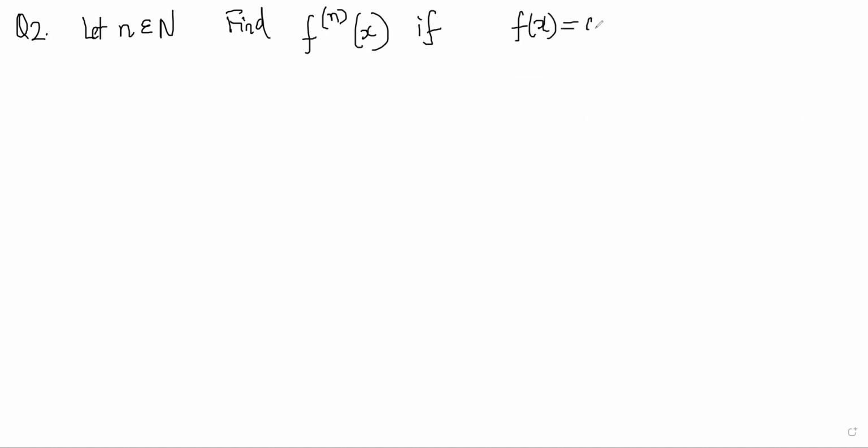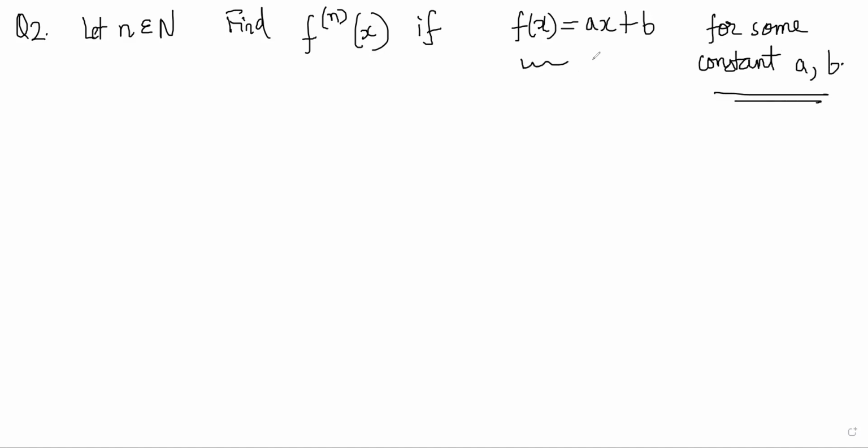The first problem that we'll look at is this. Let n belong to the natural numbers. Find f^n(x) if f(x) is equal to ax plus b for some constants a and b. Basically, we have a linear function here, and we want to find the nth iteration of f(x), basically composed n times, right? And a and b are some constants. So let's look at this and try to understand how we'll go about doing it.